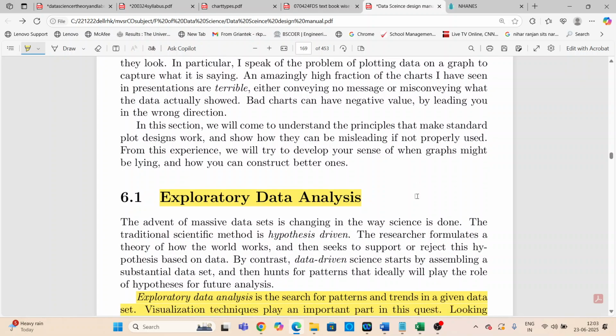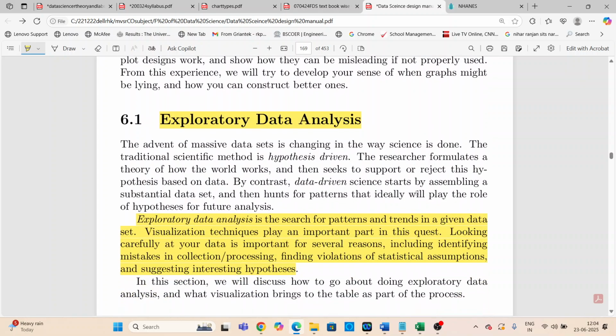Now, I know exploratory data analysis as a data science student because I have done that and I know the meaning of it. What is the meaning of exploratory data analysis?